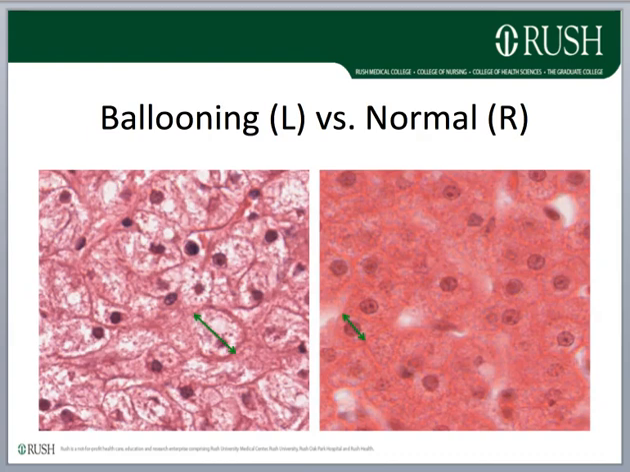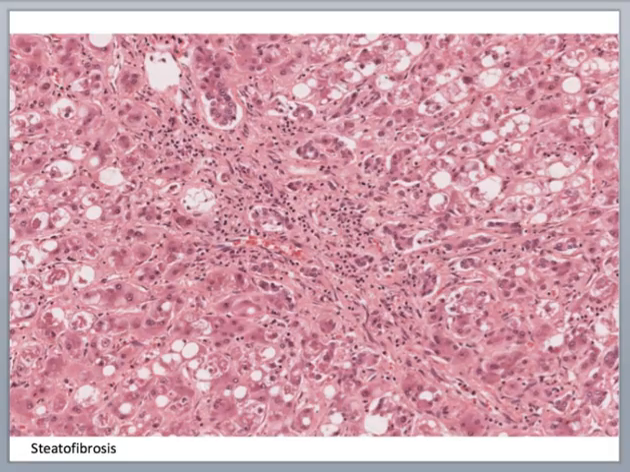Also note that in ballooning, the cytoplasm is much less dense. It has a watery, granular, or sometimes described as feathery appearance. The last consideration is steatofibrosis.